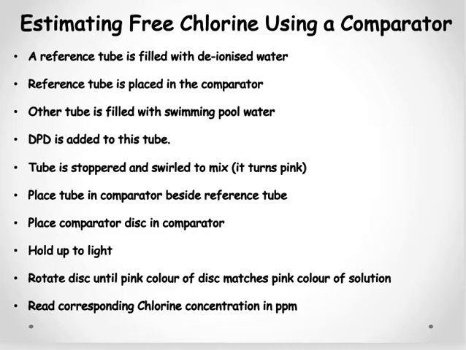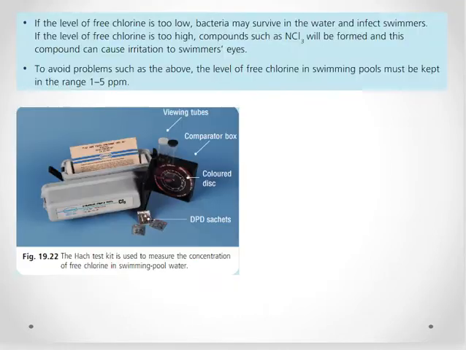You make it uniform by stoppering the tube and swirling it, and that will cause the DPD to mix with the water properly, and you'll get a pink compound. Just how pink it is depends on how much chlorine is there. So then you place this tube into the comparator with your reference tube that you've already put in, and you put in the comparator disc. Just have a quick flick back to show you the disc there. There's your comparator disc.